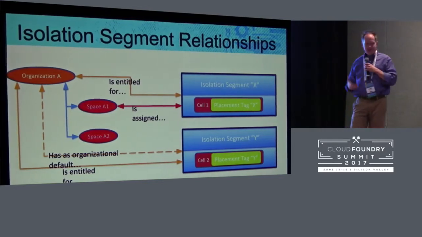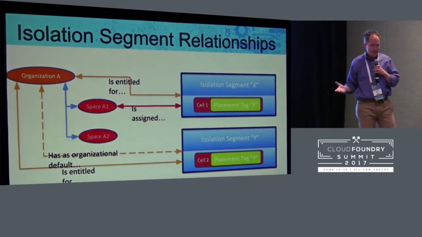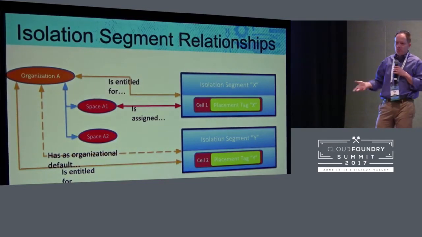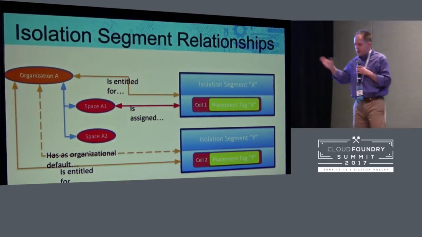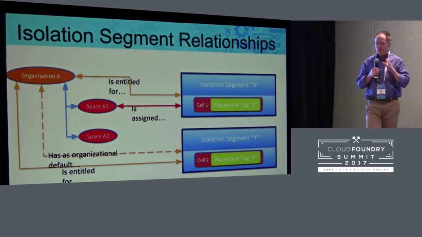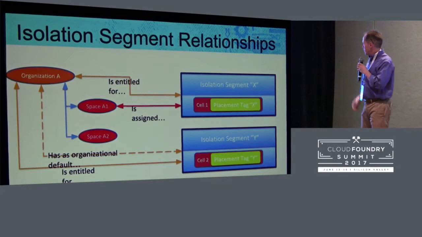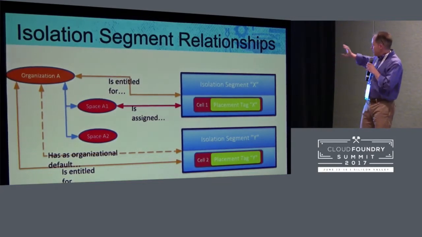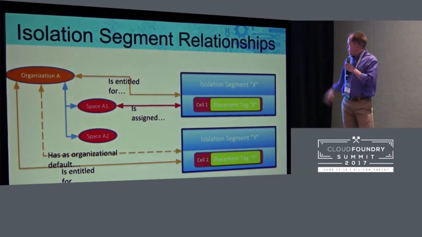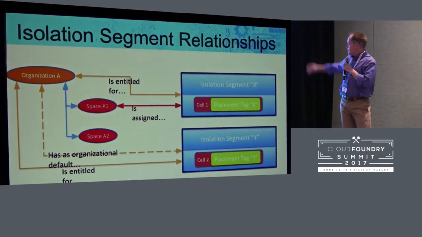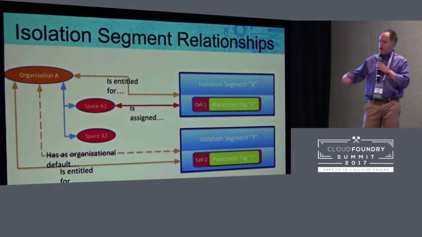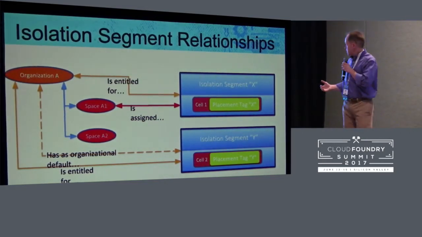And the organization has spaces. This is the way the world works today. If you push to a space, it could land in a cell, and you don't know which one ahead of time, unless you're smart enough to fully understand in real time the way the Diego does scheduling. But having said that, it's just going to land on one of N cells. But then what you could do is come along and assign a placement tag to that cell and do a BOSH deploy. And that cell that exists today all of a sudden becomes part of an isolation segment.